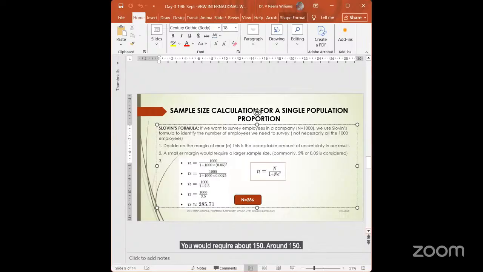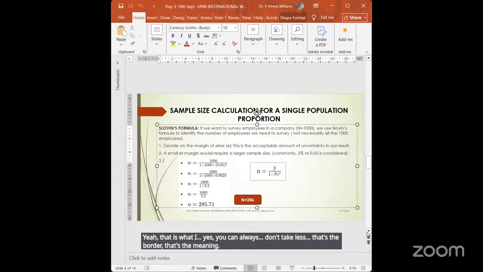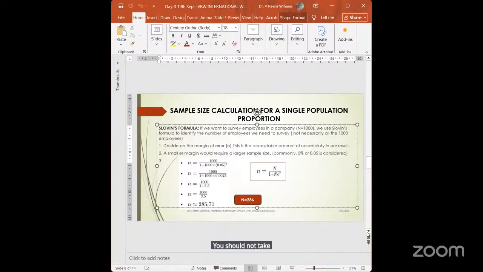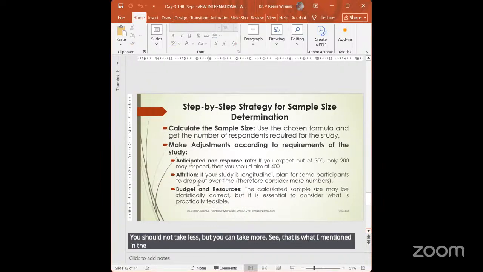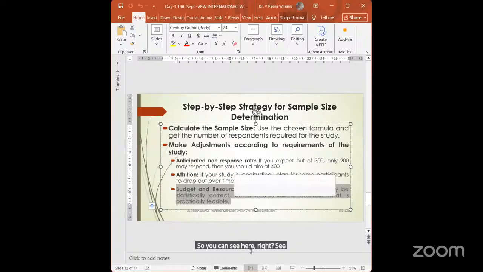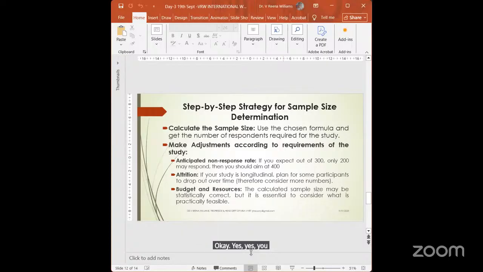Do we need to take the exact answer, or can we take a little more? Yes, you can always take more. Don't take less. That's the meaning. You should not take less, but you can take more. That is what I mentioned in the slide here. I'm reading it out because the slides will be shared with you as well. You can always take something extra, if you feel it is feasible.